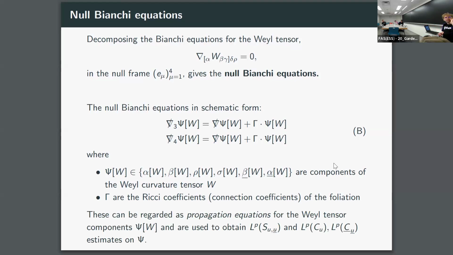And right, so this last paragraph is important. These are propagation or transport equations for Weyl tensor components, and so we can use them to obtain L^p estimates on the Weyl tensor components psi. If you look at Minkowski stability or trapped surface formation, these are the crucial equations where you get estimates on your curvature components that allow you to close various bootstrap arguments, by integrating these null Bianchi equations. Any questions about that? Okay.